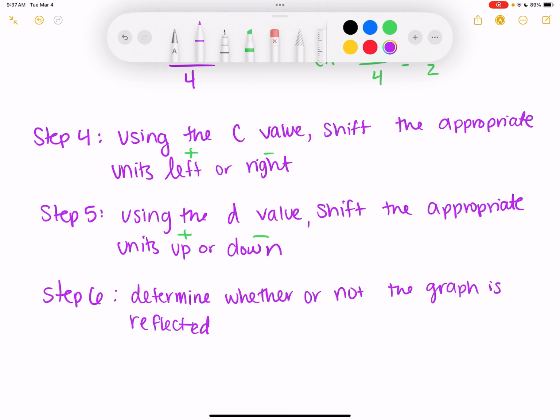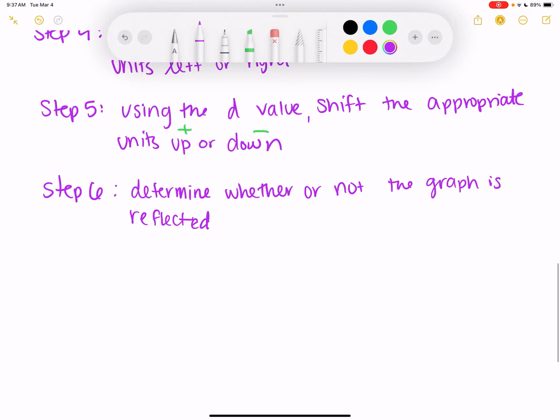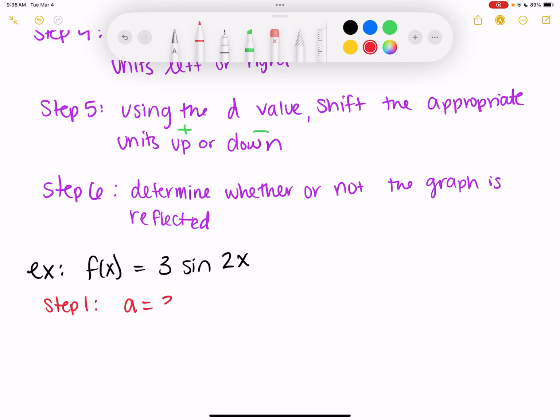So starting out with an example here. F of x equals 3 sine of 2x. And I'm going to legitimately work through step by step. So step 1 is to find the amplitude. So what is the amplitude of this graph? 3. Absolute value of 3. So ultimately it will just be 3, yes.